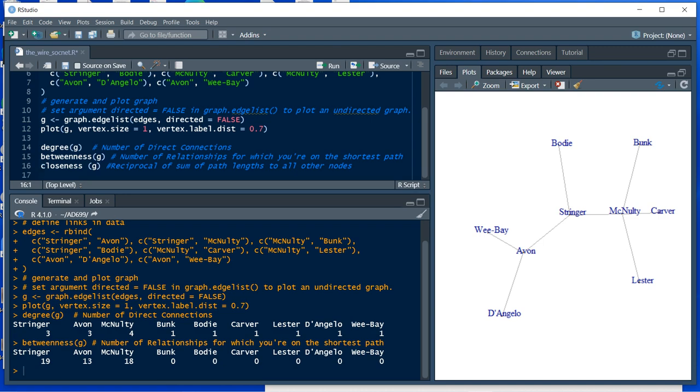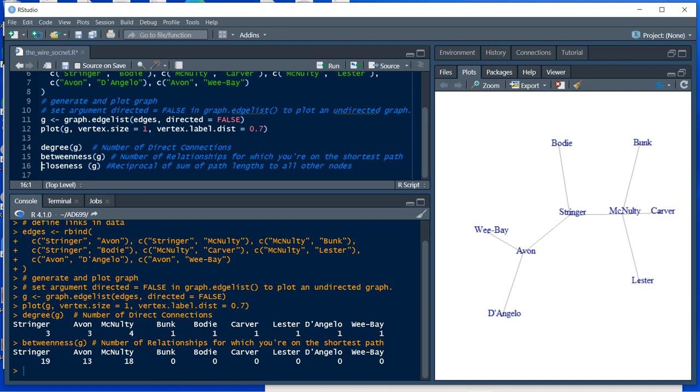And then for the other 4, we have the connections between Bodie and Bunk, Carver, Lester, and McNulty. So those other 4 take us to 19, and that is why Stringer has a betweenness value of 19, because of the unique connections for which Stringer sits on the shortest path. So I know there's one that I didn't break down there, McNulty, but see if you can figure that out. Why is McNulty 18? Using the same process, same kind of methodology.